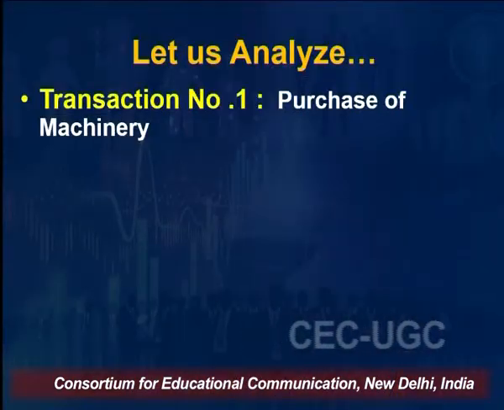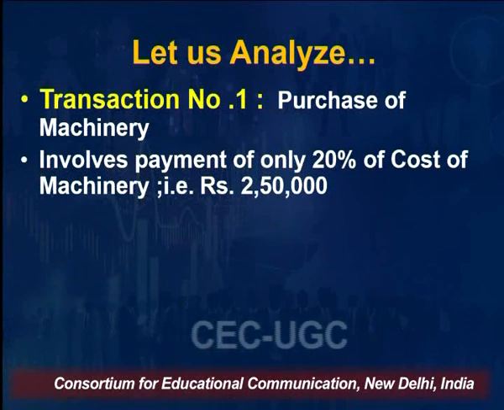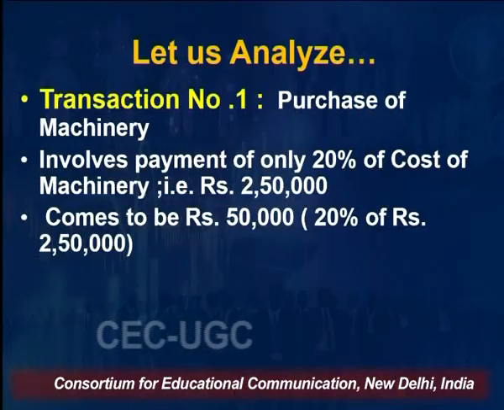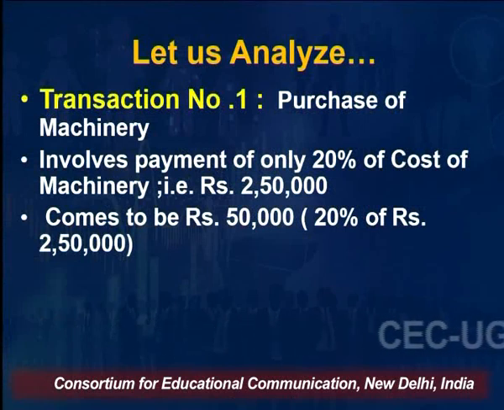Now let us analyze every transaction. Transaction number 1. If you look at this transaction, obviously there is a purchase of machinery, and as I told you, it involves payment of only 20% of the cost of machinery, that is rupees 2,50,000. If you calculate 20% of 2,50,000, it comes to rupees 50,000 only. Very simple. This is your cash outflow.